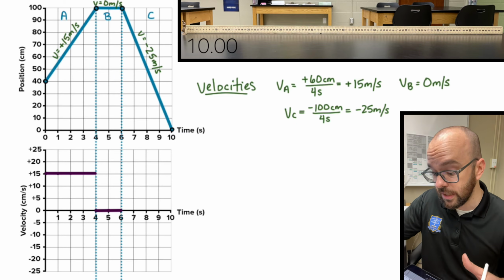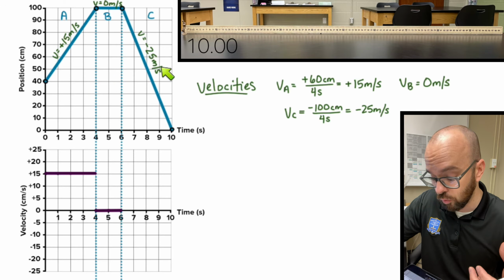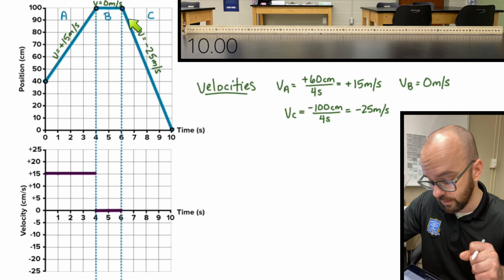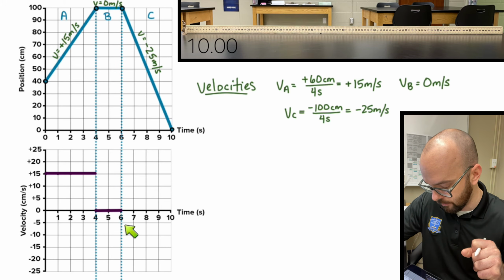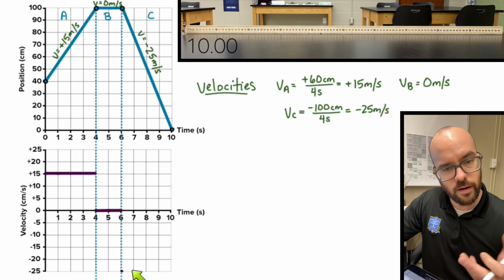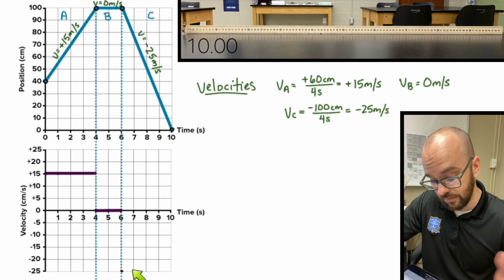Now in interval C, suddenly the toy soldier is moving in the negative direction. This time it's going to be a velocity of negative 25 meters per second, and that starts right away as soon as the interval begins. So I'm going to jump down on my velocity time graph to the negative 25 meters per second, and I'm going to plot a point right there. But again, this is a constant velocity. So at 7 seconds, it still has a velocity of negative 25.